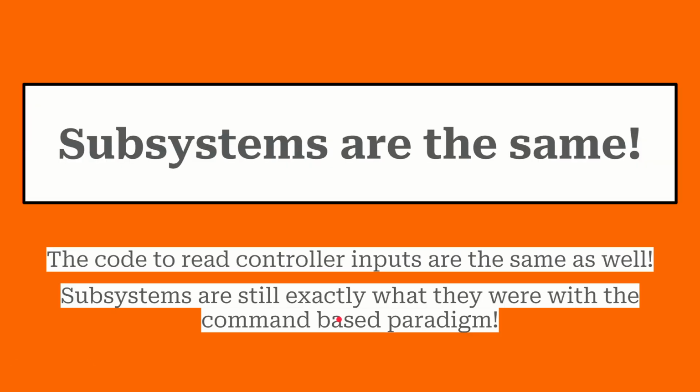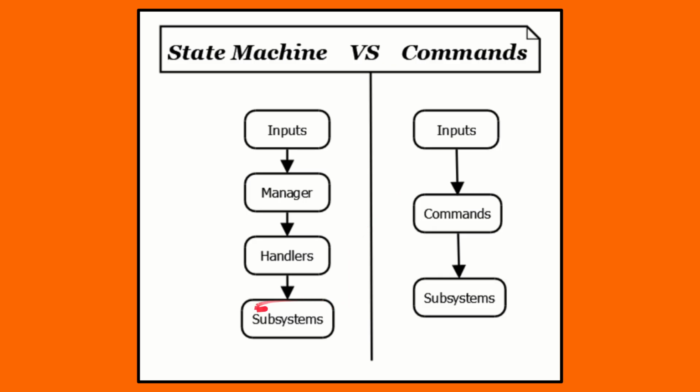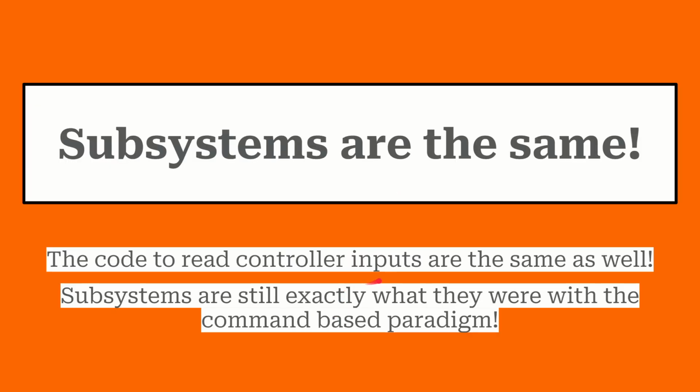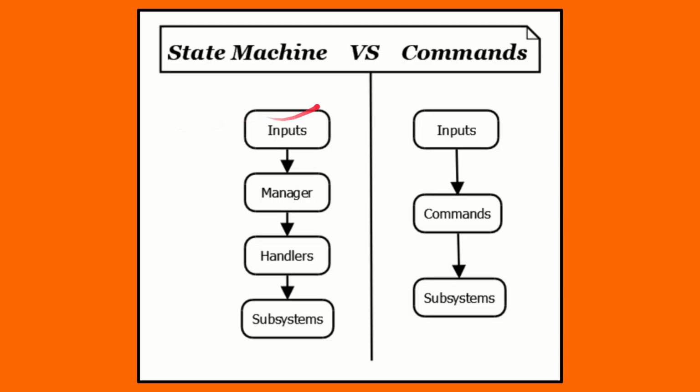And as you can see, subsystems are exactly the same. That's why we're starting at handlers and not subsystems. So subsystems are the exact same thing that they were with the command-based paradigm. You don't need to change any code, you don't need to refactor anything, you can use it exactly as is. And of course, updates, you'll see, are exactly the same, right? All your triggers and Xbox controller and joysticks and flight sticks, they all have the exact same code. So right now we're here.